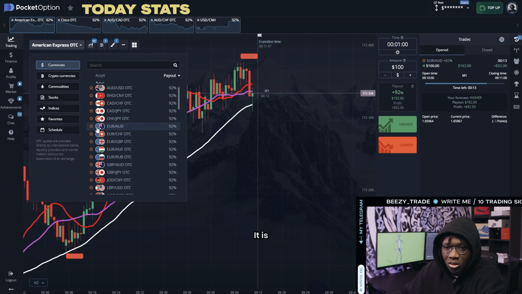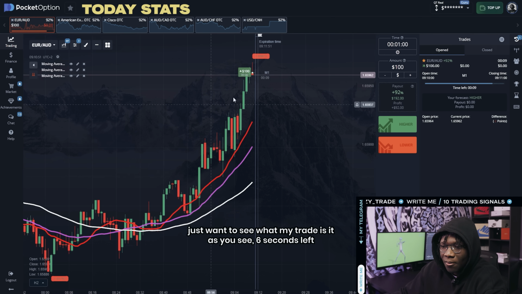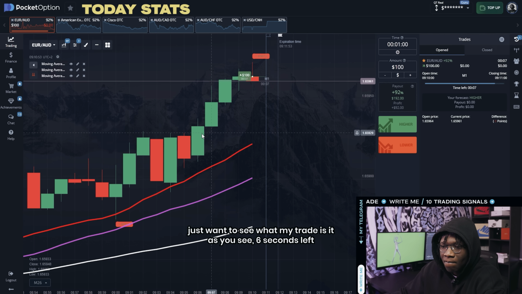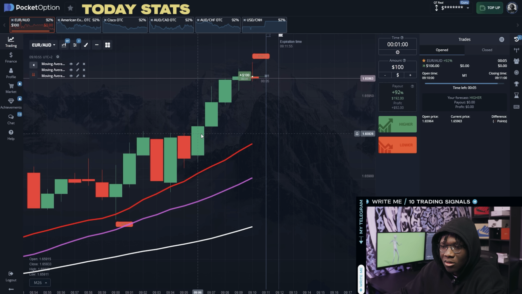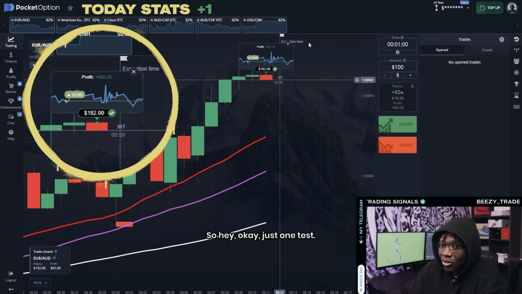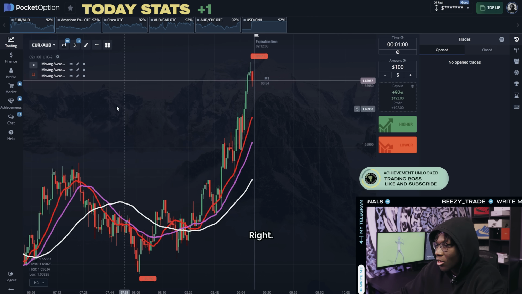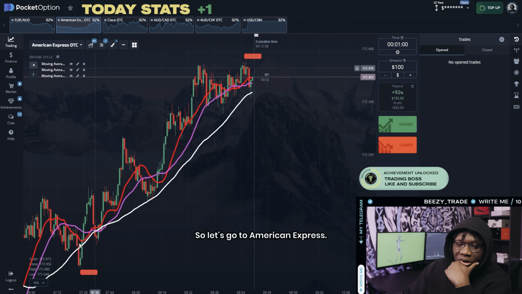Let's look right here. Just want to see what the trade is at. As you can see, 6 seconds left. 4, 3, 2. We're able to take profit on that. So, okay, just one test really doesn't mean anything, right? So let's go to American Express.